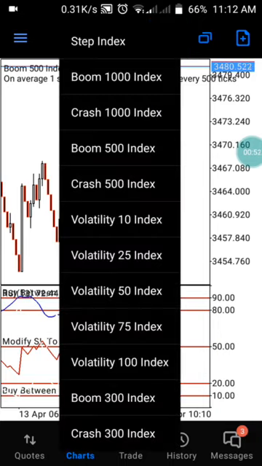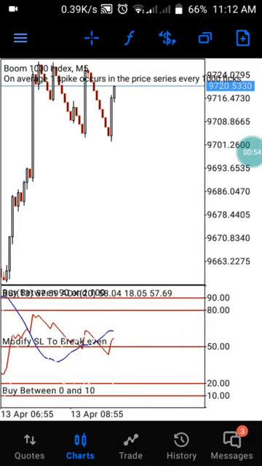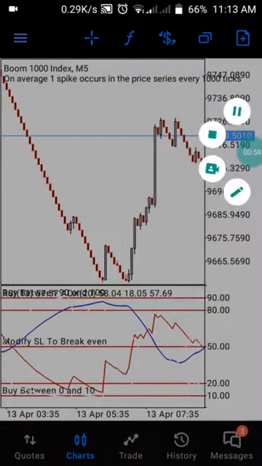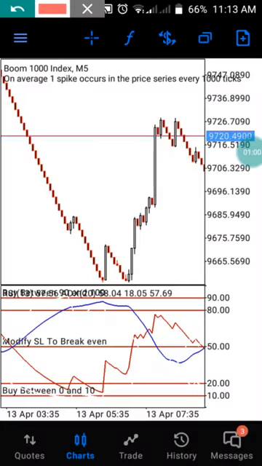Let me show you Boom 1000. You see, we are having two indicators here. The first is our RSI, which is our red line here, and we also have our average directional movement index. You see, this is the blue line. Anytime we have our blue line crossing above the 80 to 90 level, and our red line crossing below the 20 to 10 level, that is the right time for you to enter the market.